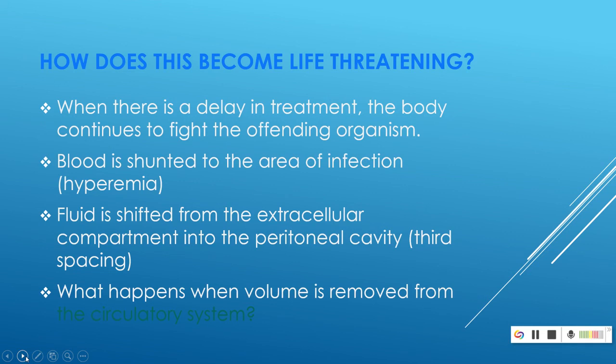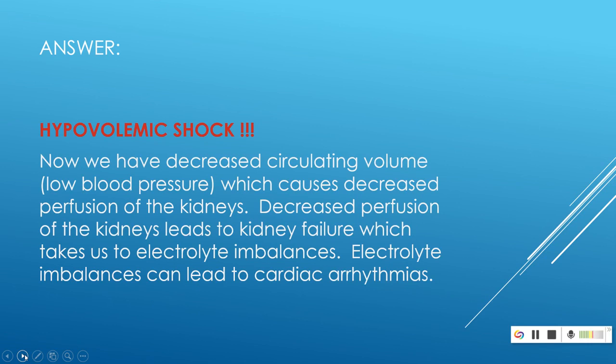So blood is shunted to the area of infection. That's called hyperemia. Now, fluid is shifted from the extracellular compartment into the peritoneal cavity. That's third spacing. So keep in mind, we got a volume shift. So what happens when volume is removed from the circulatory system? Y'all know this. We've already done it this trimester. Hypovolemic shock.